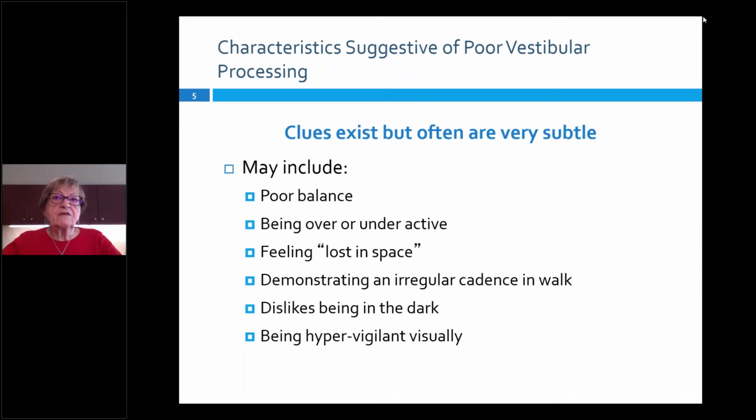Oftentimes they're having to overuse vision, and their vision can't work correctly unless it has vestibular support, as one example. So a child may have a depth perception problem. If someone is moving toward them, they don't have a sense of how close they're getting to their body. And all of this becomes a vestibularly based visual problem that is disrupting function.